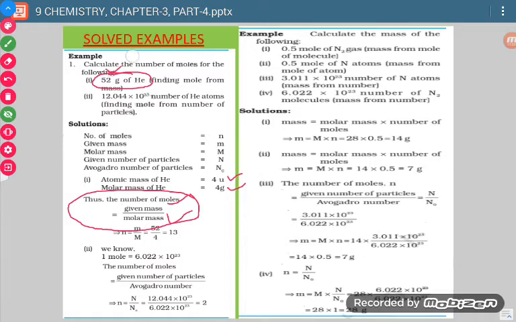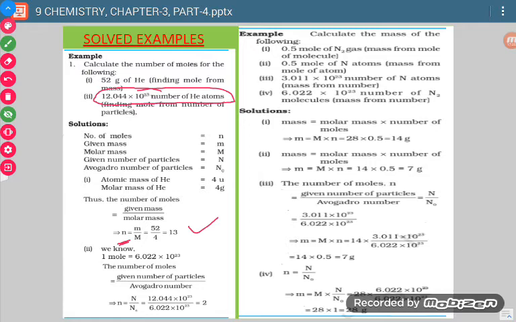What is the weight of substance? 52. So 52 is divided by 4 and there will be 13 number of moles. Small n denotes number of moles, small m denotes weight of given substance, capital M denotes molecular weight of given substance. Now second is, we are given number. If I have these many number of helium atoms, then how many moles are there?